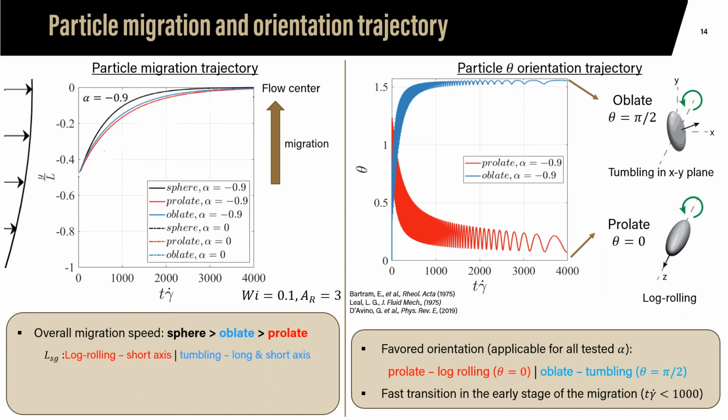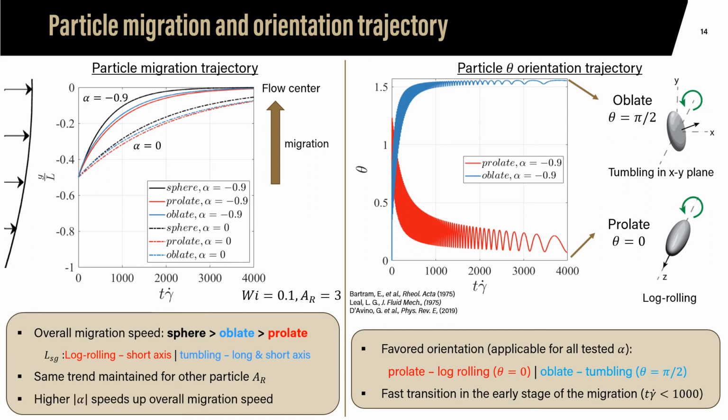Due to this behavior, the LSG for the polar particle will be the shorter axis, and therefore it has the slowest migration, and the oblate particle will interchange between the shorter and longer axis and have faster migration than the polar particle. We know that this trend in migration velocity is also maintained for different particle aspect ratios, and for the effect of alpha, a higher magnitude of alpha simply provides faster migration velocity of the particle towards the flow center.